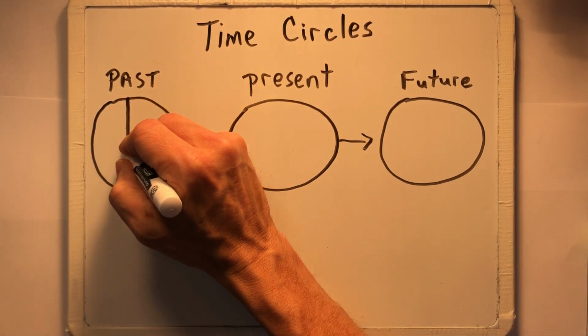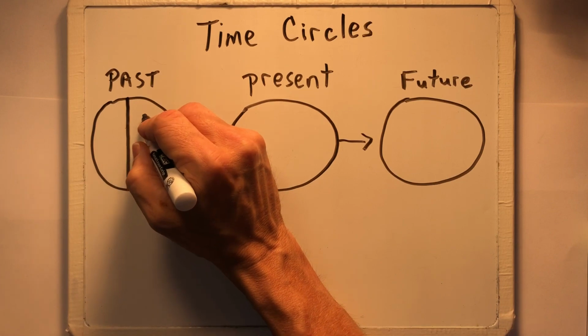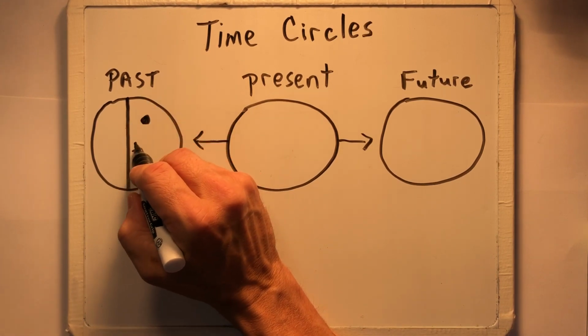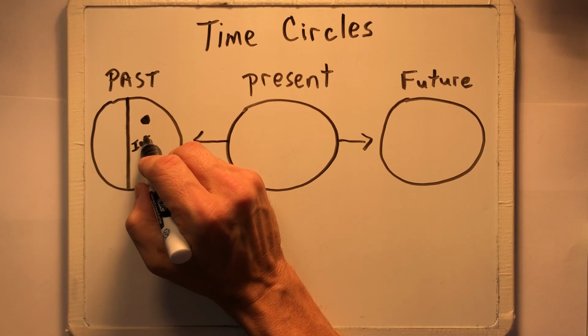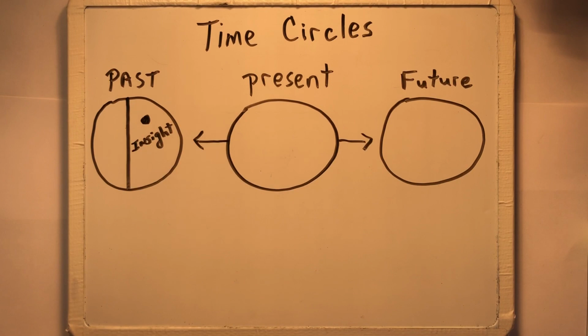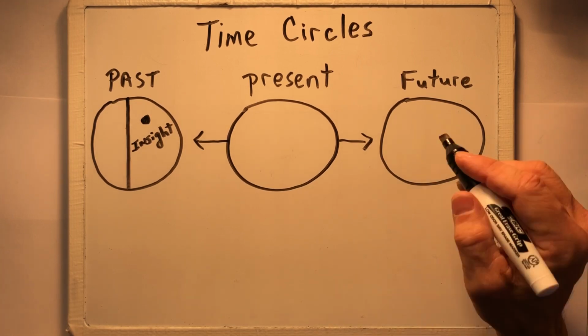For example, we may think about our past and we may gain insight into something that happened and use this insight to function better in the present. So we may learn from our past, but we momentarily visit the past. We don't dwell on it. We reflect on what we need to reflect on, and we bring ourselves back to the present.